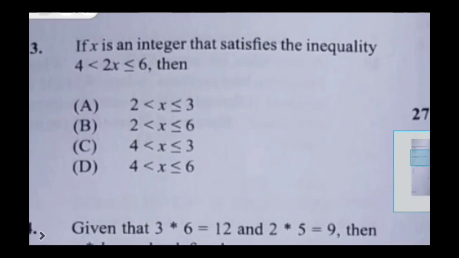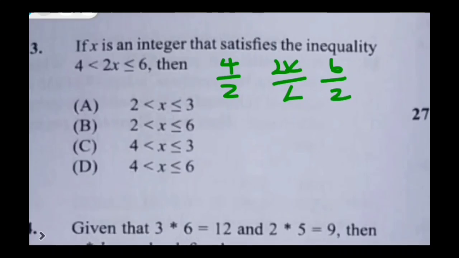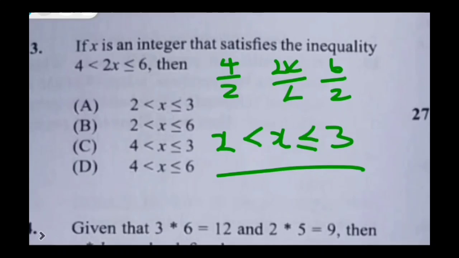Moving on to question 23. It says if x is an integer that satisfies the inequality 4 is less than 2x is less than or equal to 6, then. So we need to solve that. Looking at our inequality, we can see we have 2x. So if we divide the entire inequality by 2, then we're going to have 4 divided by 2, 2x divided by 2, and 6 divided by 2, which would give us 2 is less than x is less than or equal to 3, which gives us an answer of A. So our answer for 23 is A.